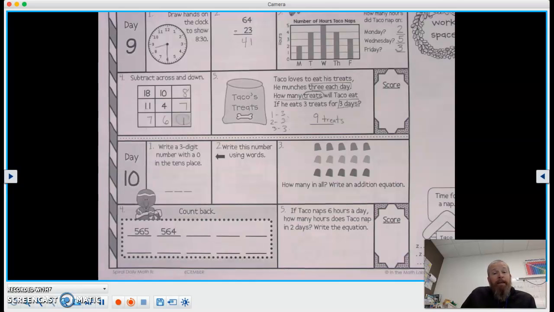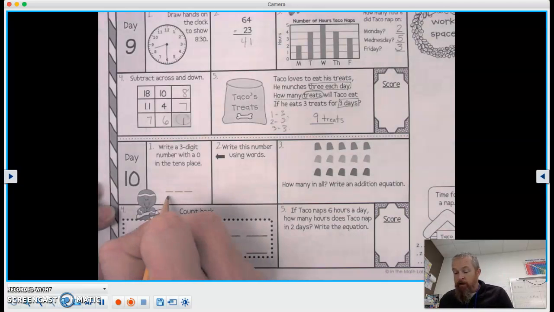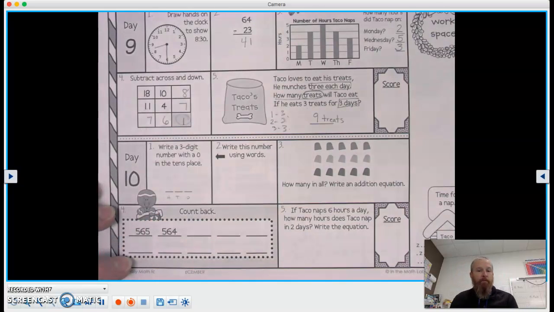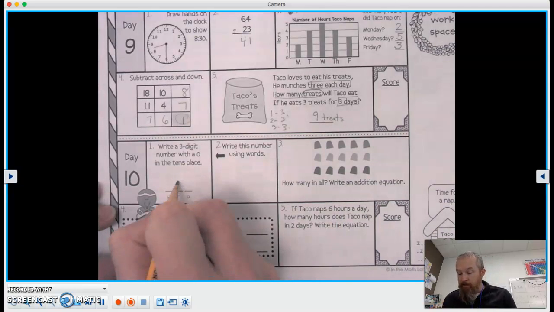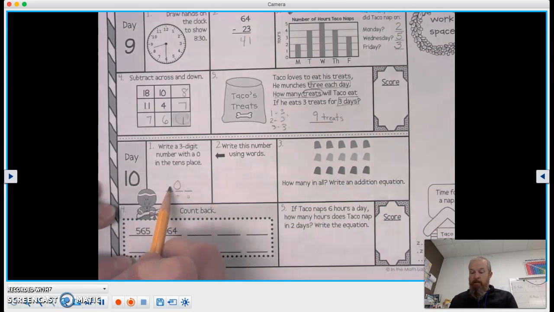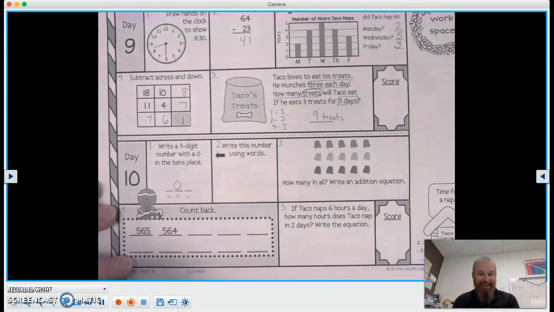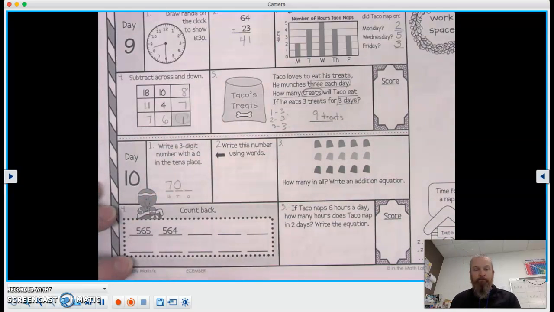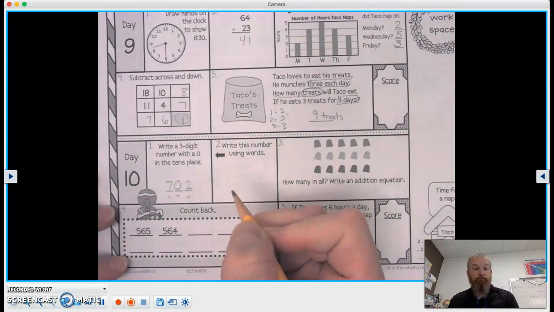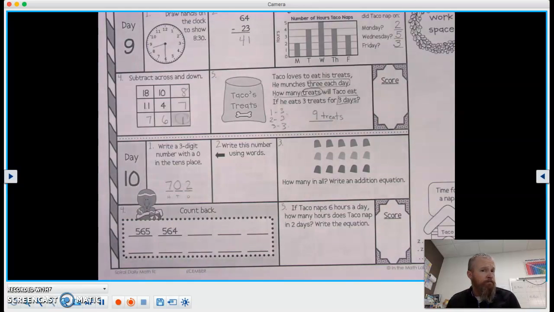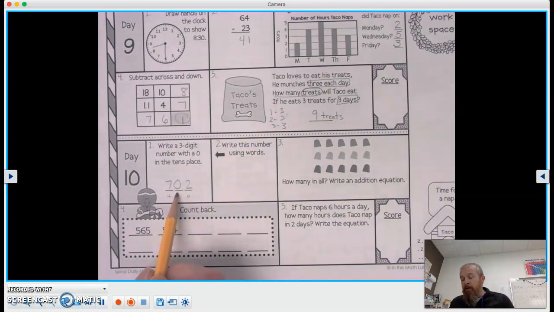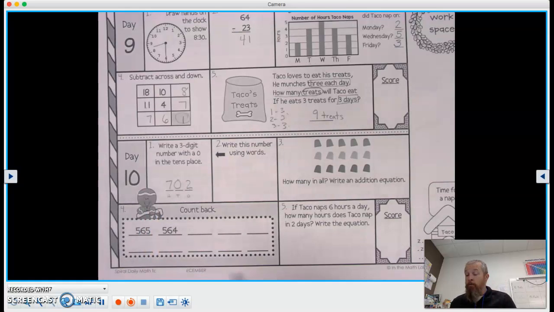Number 1, write a 3-digit number with a 0 in the tens place. So we go hundreds, tens, ones, a 0 in the tens place, that's this one. Just make sure this one is not a 0, right? So we have to have it as a 1, 2, 3, 4, 5, 6, 7, 8, or 9. Let's go 7, and let's do this as a 2. For fun, 702. You may have something different. It's okay. As long as you have a 0 here, and this is not a 0, you're good to go.